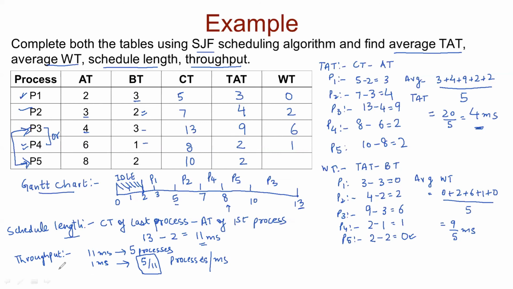This is the throughput. So we can also write throughput in terms of formula. You can write it as number of processes, you can note it down, divided by schedule length. So this was all about this numerical. I forgot to write 0 here. Okay.